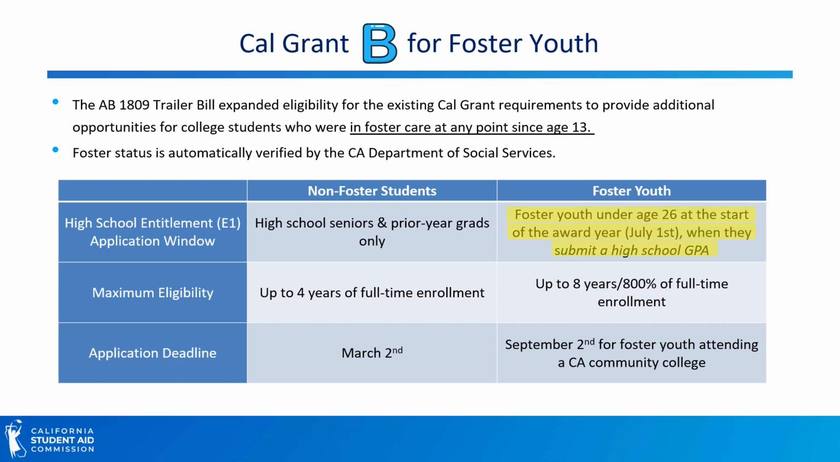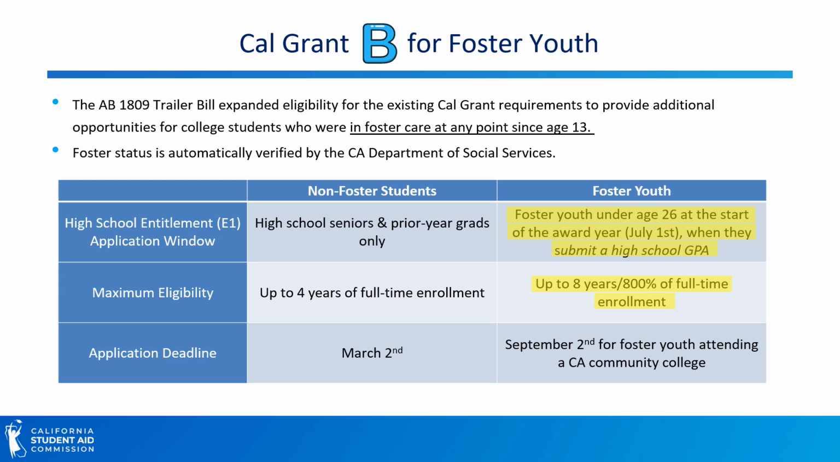One of the expansions for Cal Grant B for foster youth is that foster youth students are still eligible for the High School Entitlement Award if they are under age 26 at the start of the award year when they submit a high school GPA. Non-foster youth students usually only have a 2-year window to qualify for the High School Entitlement Award as high school seniors and prior year graduates, but foster youth students have a much larger application window. Next, foster youth students are also given a maximum eligibility amount of up to 8 years or 800% of full-time enrollment, as opposed to a traditional 4 years or 400% eligibility for non-foster youth students.